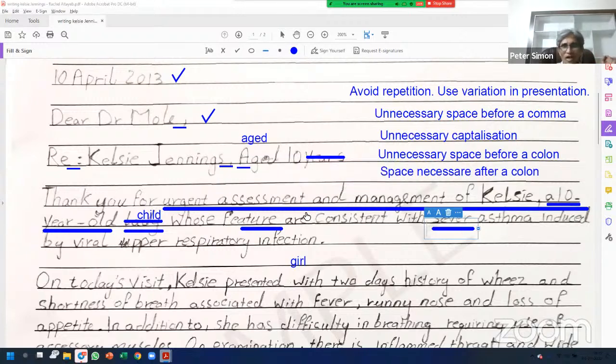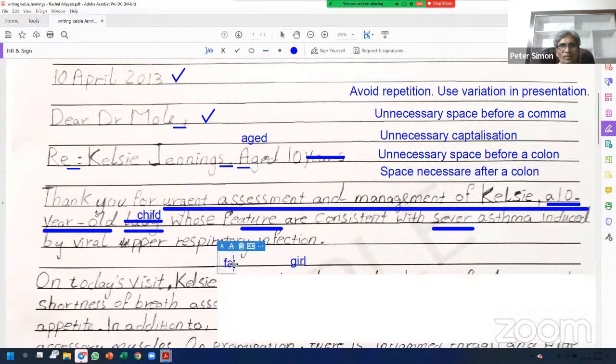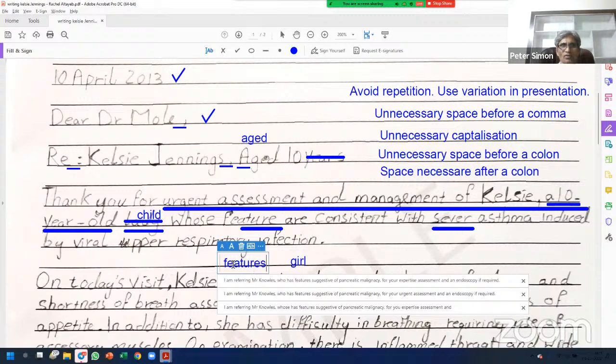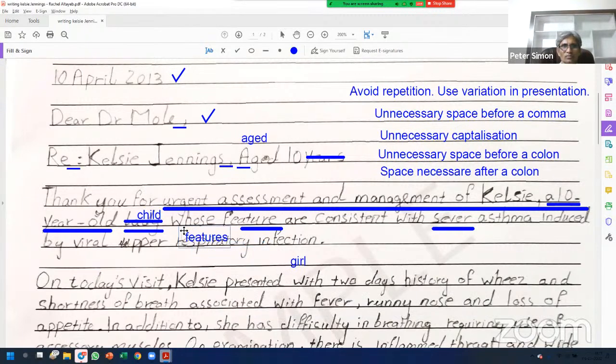Thank you for urgent assessment and management of Kelsie, a 10-year-old child whose features are consistent with severe asthma induced by viral upper respiratory infection.